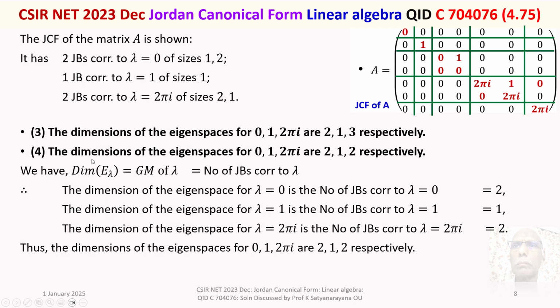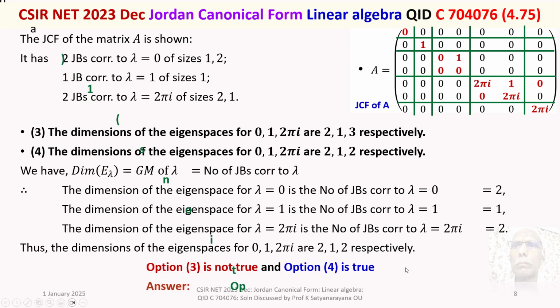Look at option 4. Option 4 precisely says this, therefore option 4 is true. In option 3, it is given 2, 1, 3, but the answer is 2, 1, 2, therefore option 3 is not true. Thus, option 3 is not true, option 4 is true. Summarizing all the options, the answer to this question is options 1 and 4. That is the detailed discussion of the solution of this problem from the section Linear Algebra, which is related to the properties of Jordan canonical forms.